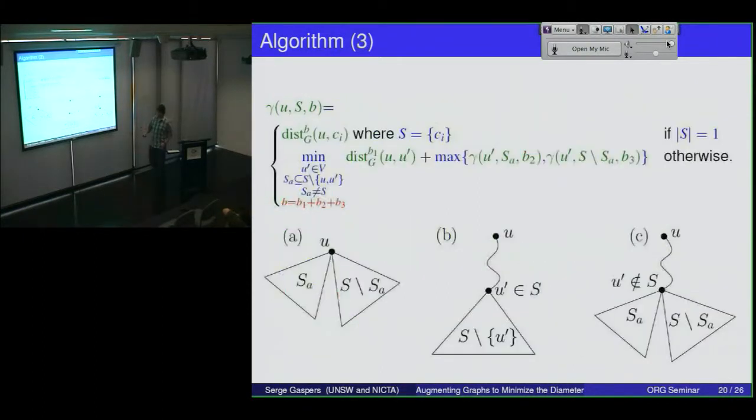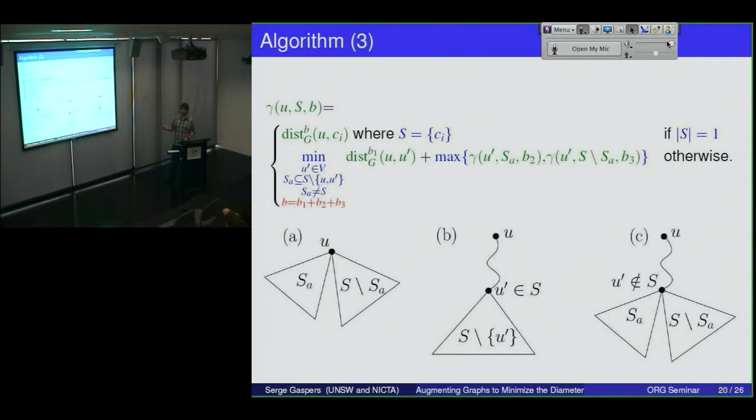And now from this root, my shortest path tree could either split directly into different directions, or I could go along one path and then split. I could reach a vertex in my set S on the way, so S was the vertices I want to reach, or not. So I select this vertex U prime that I reach first when I walk along the shortest path tree before it splits. So U prime could actually be equal to U, in which case we're in case one, case A. It might be in the set S, or it might not be in the set S. And all of these cases are taken care of by this formula.